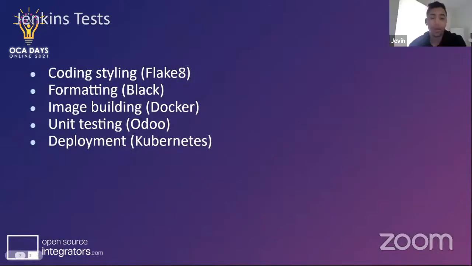So here are some of the Jenkins tests that we do. Some of them align pretty closely with the OCA as well. The code styling and formatting, we're using Black for that. The image building, we're using Docker. The unit tests, we're using the test enabled, and we also test for the Kubernetes deployment. And we'll get feedback if any one of these tests fail.